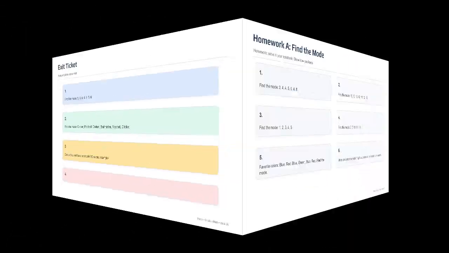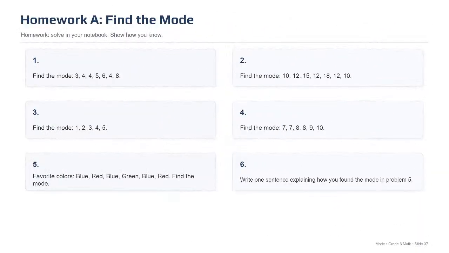Okay, it's the homework. Homework A, find the mode. Solve in your notebook. Stuff I know, like I've been doing in all the other homeworks. Number 1, find the mode: 3, 4, 4, 5, 6, 4, 8. Number 2, find the mode: 10, 12, 15, 12, 18, 12, 10. Number 3, find the mode: 1, 2, 3, 4, 5.